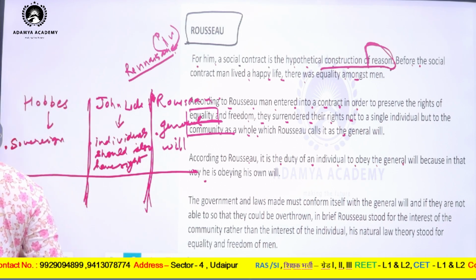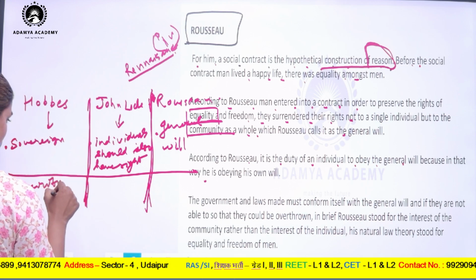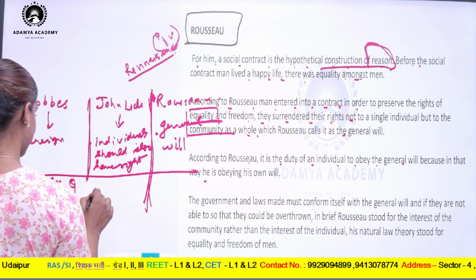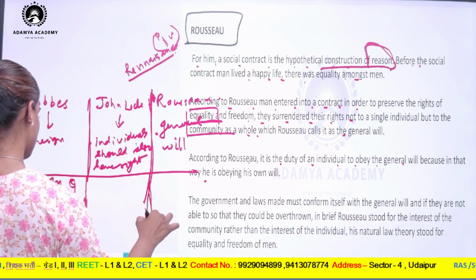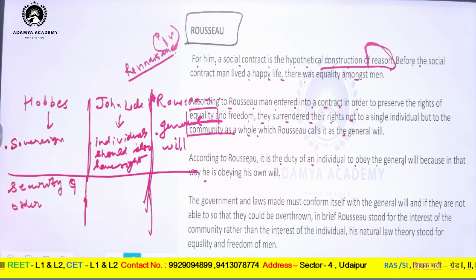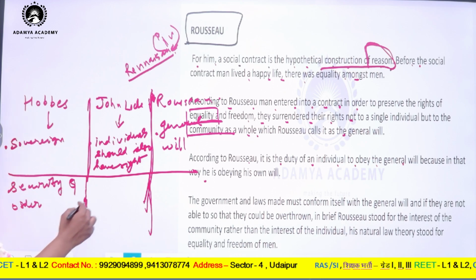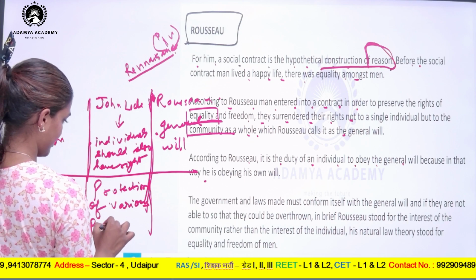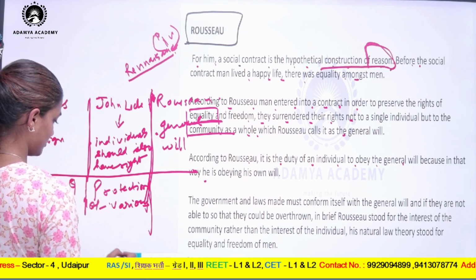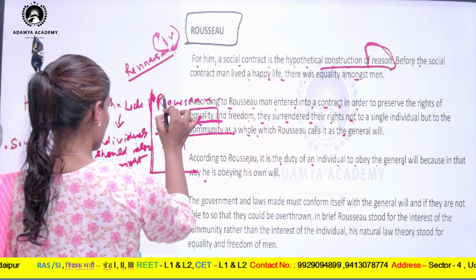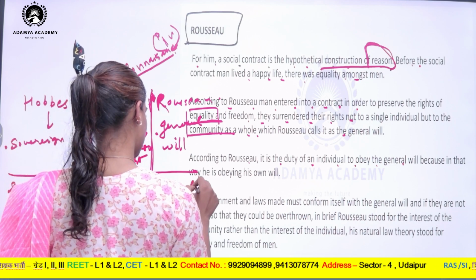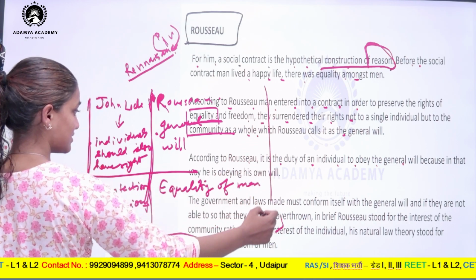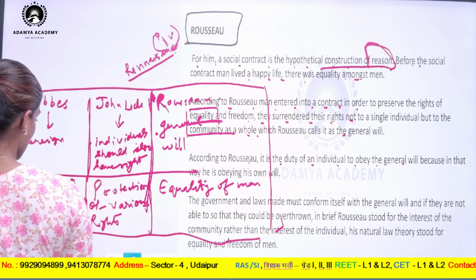In Hobbes, we have seen that law was made for security and order purposes. What was law made to serve according to John Locke? Protection of property, of various rights like the right to property, etc. And what did Rousseau want to protect? He wanted to protect the equality of men. So this is the second basic difference. If you remember both these differences, it will become very easy to understand the Renaissance school of jurisprudence.